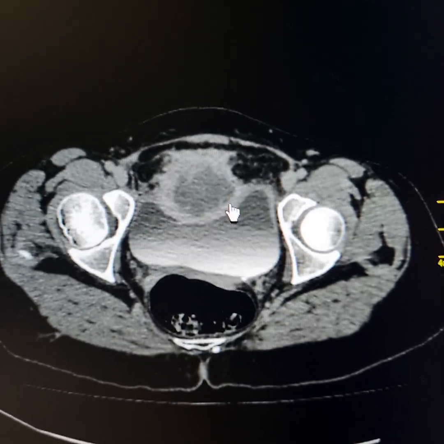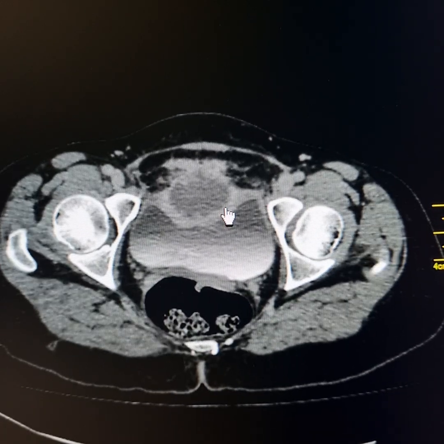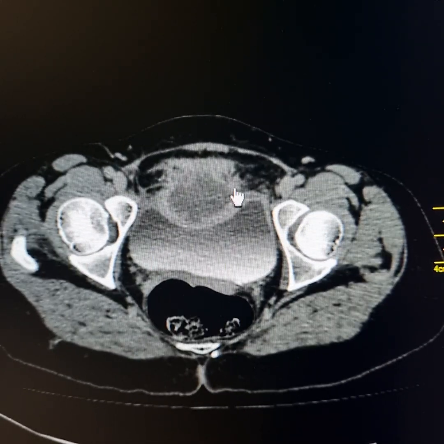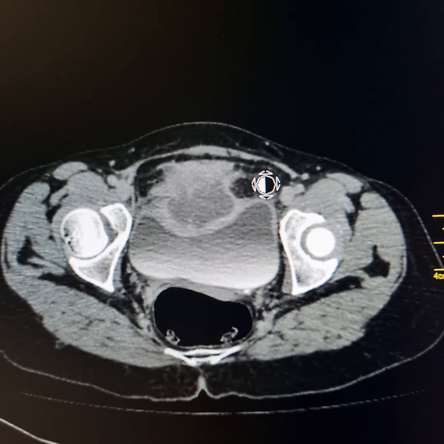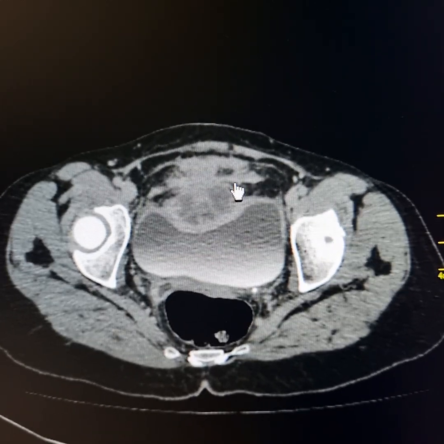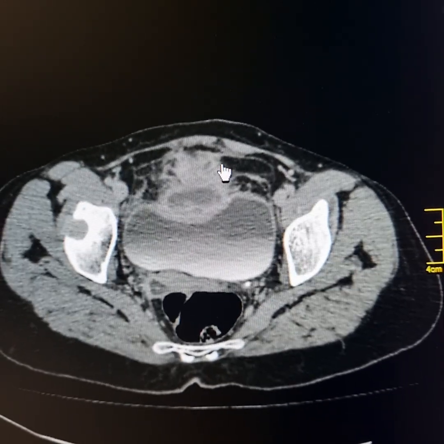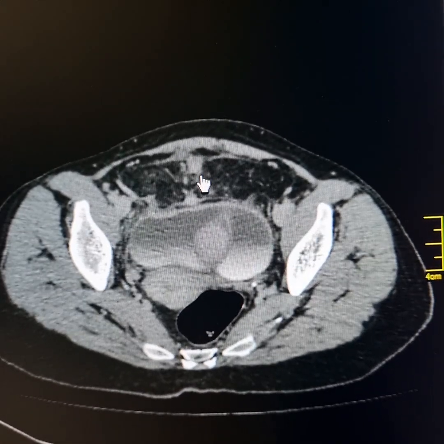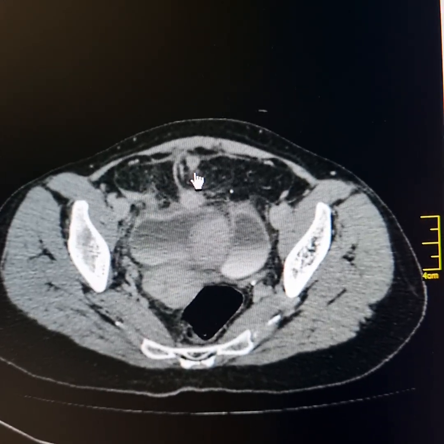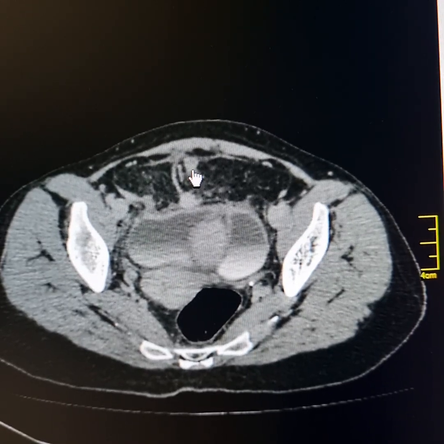Please observe the surrounding moderately thick wall and the inflammatory stranding of adjacent fat, thickened parietal peritoneum here, and this is the inflamed median umbilical ligament, this one here.